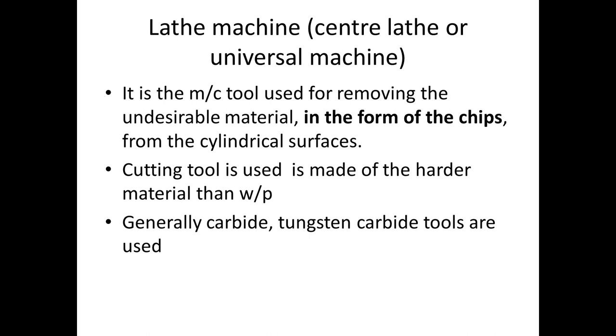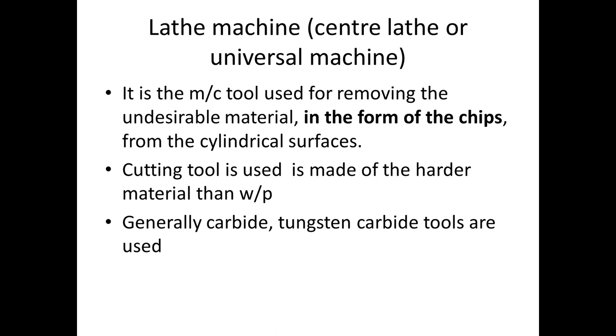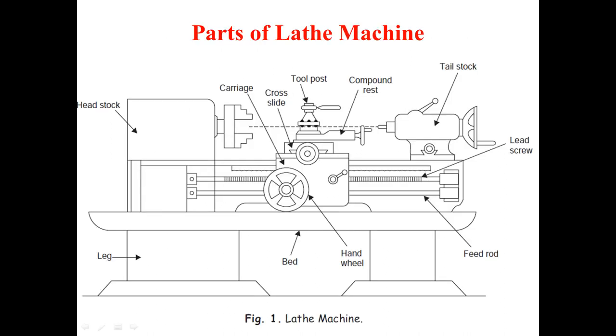So we'll start with the first part of unit number 4, that is the lathe machine, called a center lathe or universal machine. It is the machine tool used for removing the undesirable material, so we can say metal cutting operations, in the form of chips from a cylindrical surface. In the case of the lathe machine, we use a cylindrical workpiece and the material is removed in the form of chips. The cutting tool is a harder material, that is, a carbide material is used as the cutting tool material. Of course the workpiece material is MS, a very common material, mild steel, low carbon steel. Carbide or tungsten carbides are common cutting tool materials. All these points are important to remember for MCQ.